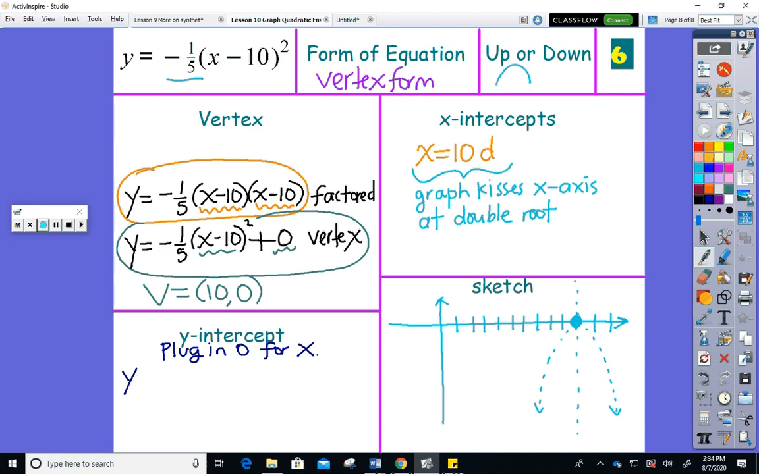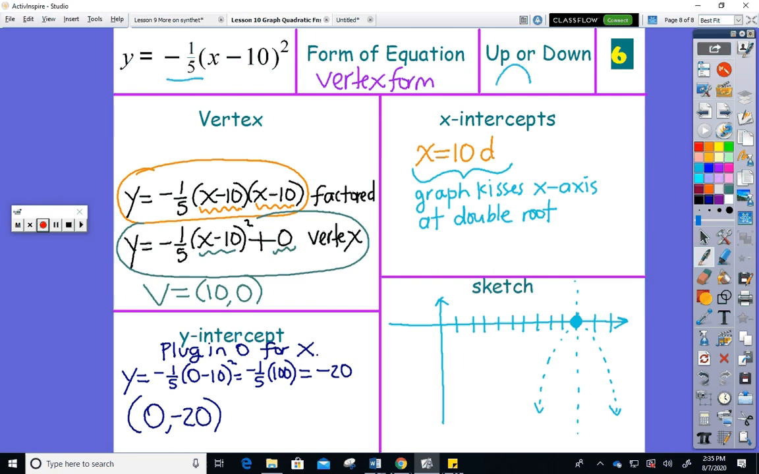So in this one, you'd say y equals negative 1/5 times (0 minus 10) squared. 0 minus 10 is negative 10, but if I square negative 10, I get 100. And negative 1/5 of 100 means divide 100 by 5. That's 20, and it's negative. So the y-intercept is at (0, negative 20).